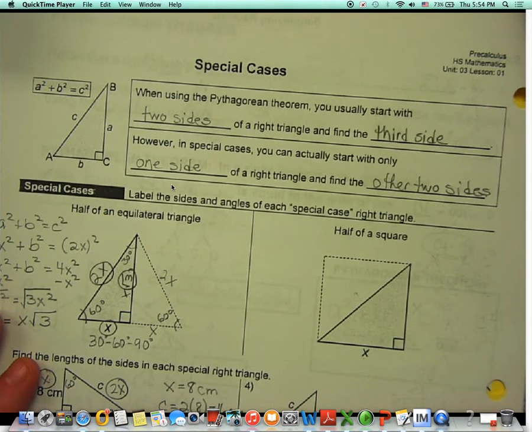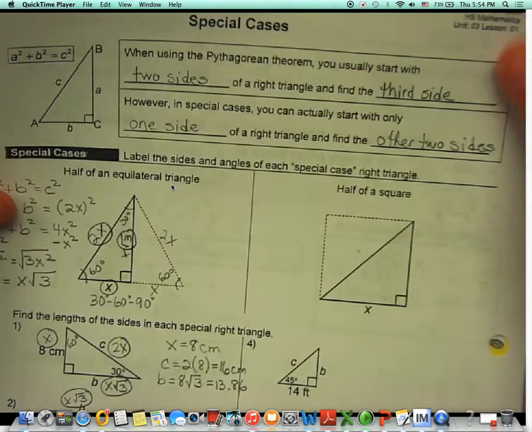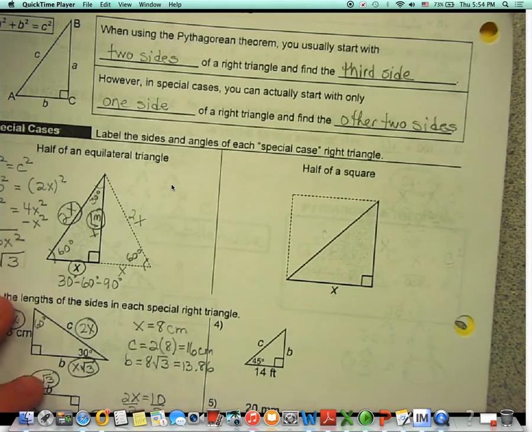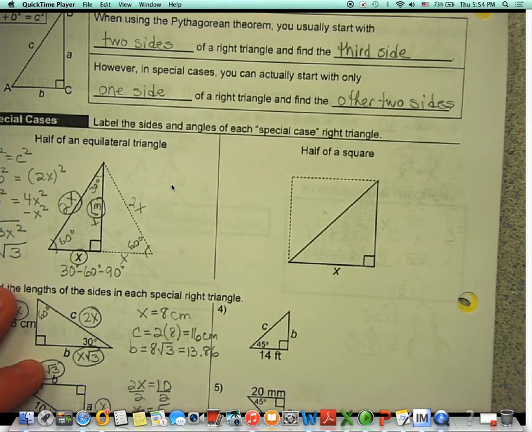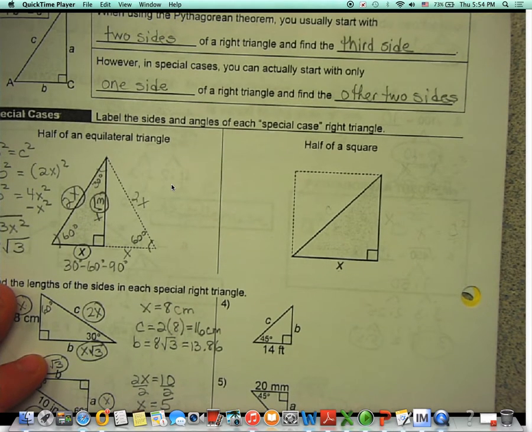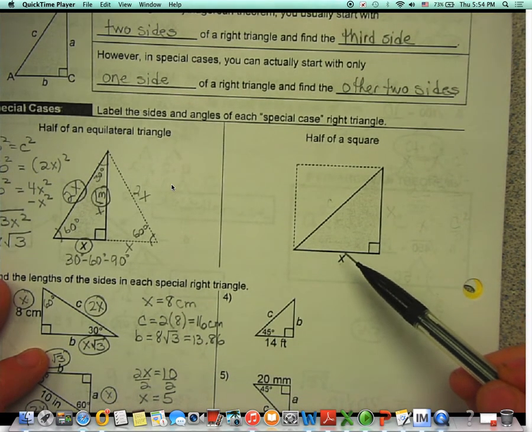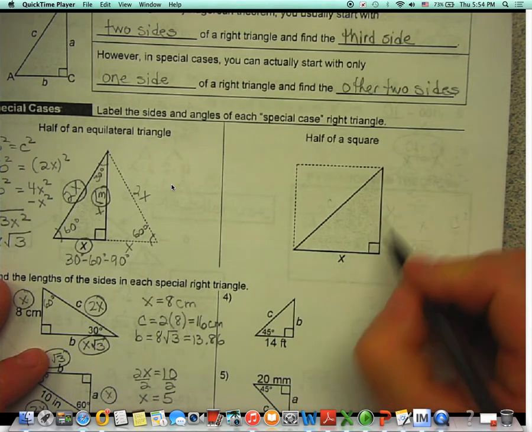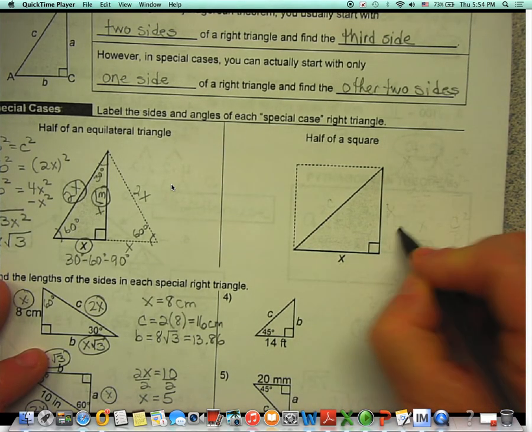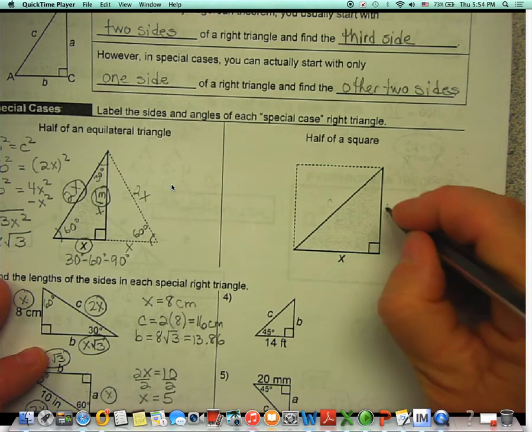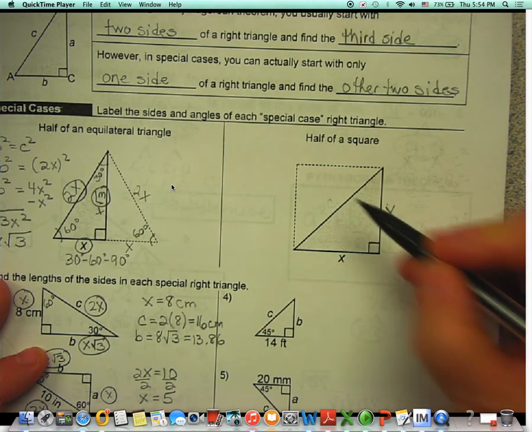Okay, we've done 30, 60, 90 degree triangles, and now we're going to look at the other special case. And this is a square, so we're going to look at taking half of a square and finding the sides of this triangle. We know if this side is x and it's a square, then this side must be x. And then we're going to find this length right here.